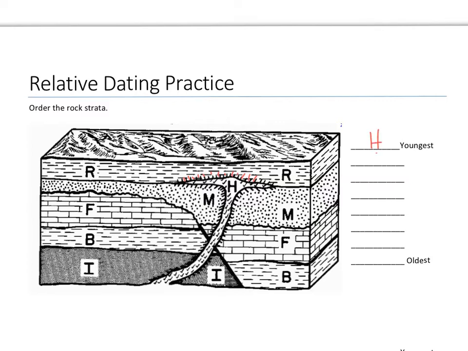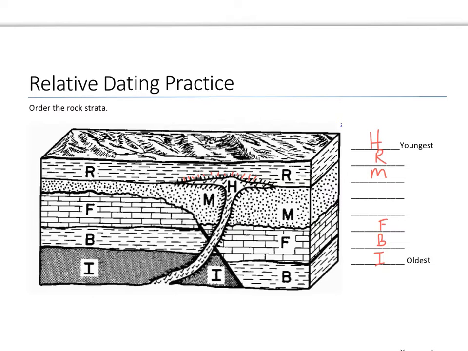Then we can look at the law of superposition and say R was probably our next most recent layer, followed by M. I find it helpful then to start also from the bottom. We know from the law of superposition that I, B, and F probably formed with I first, and B on top of it, and then F because of the order that they're in.